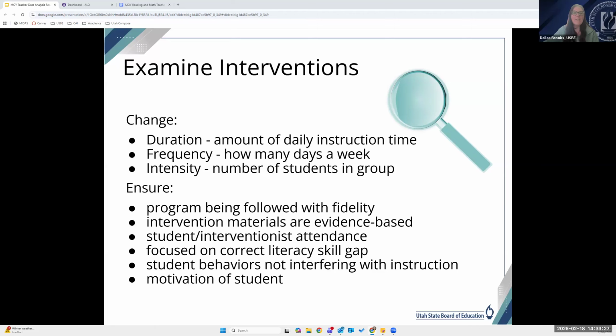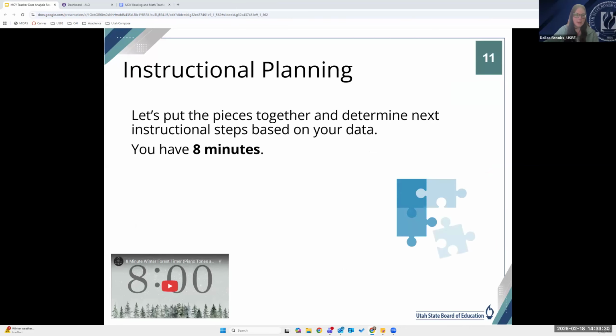So taking everything that we have talked about today, looking at the data of our students, where they're at, where they've come from, how much they're growing, we need to ask ourselves, so what? We've looked at all of this data, so what? What do we do about it? So we're going to take about 8 minutes. We can always do a little bit more time if we need to, just like before. And we are going to start putting together that puzzle piece of our instructional planning.